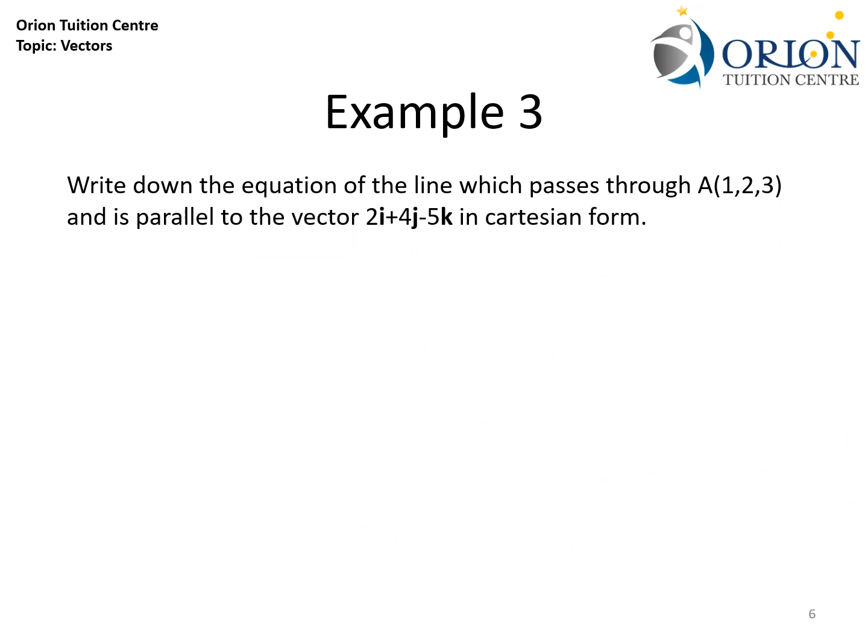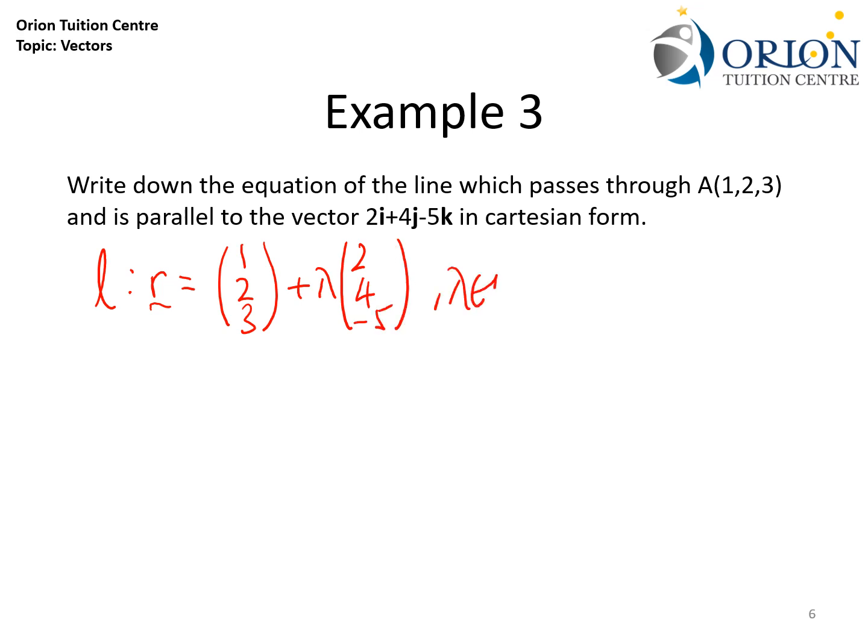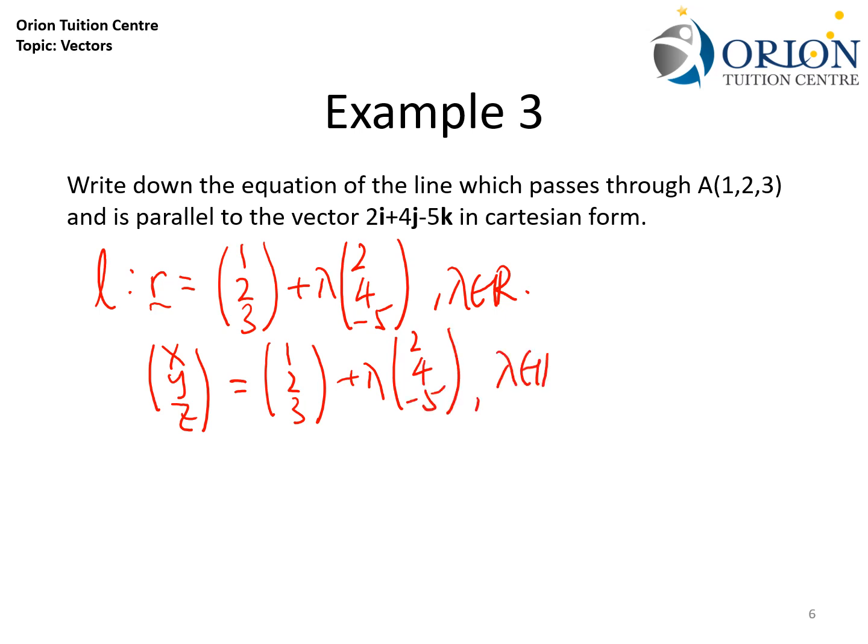In example 3, we are asked to form the equation of the line that passes through point A and is parallel to the vector 2, 4, minus 5. So let's start by writing down the vector form of the equation of the line, which is L such that r equals 1, 2, 3 plus lambda times 2, 4, minus 5, and lambda is a real number. Let's change r into x, y, z. I will get x, y, z equals 1, 2, 3 plus lambda times 2, 4, minus 5. Again, lambda is a real number.